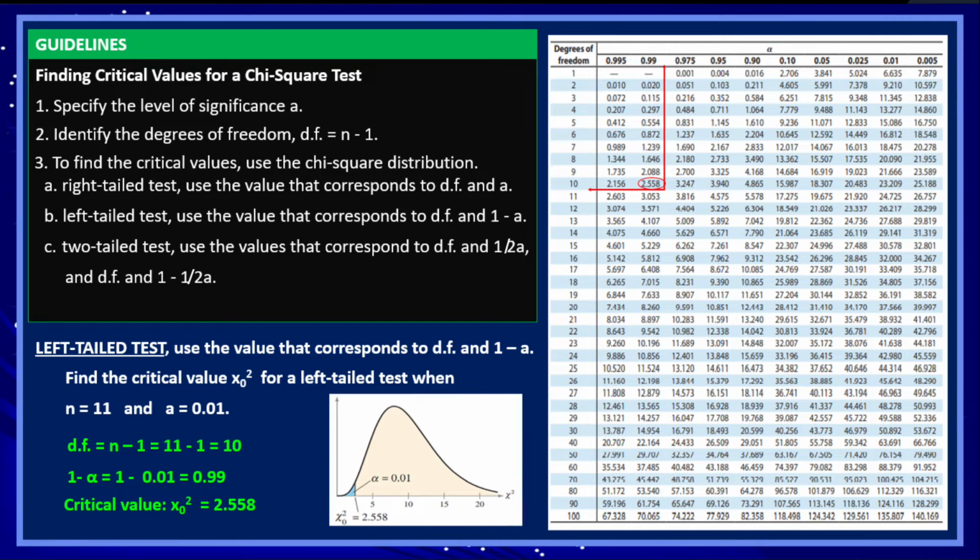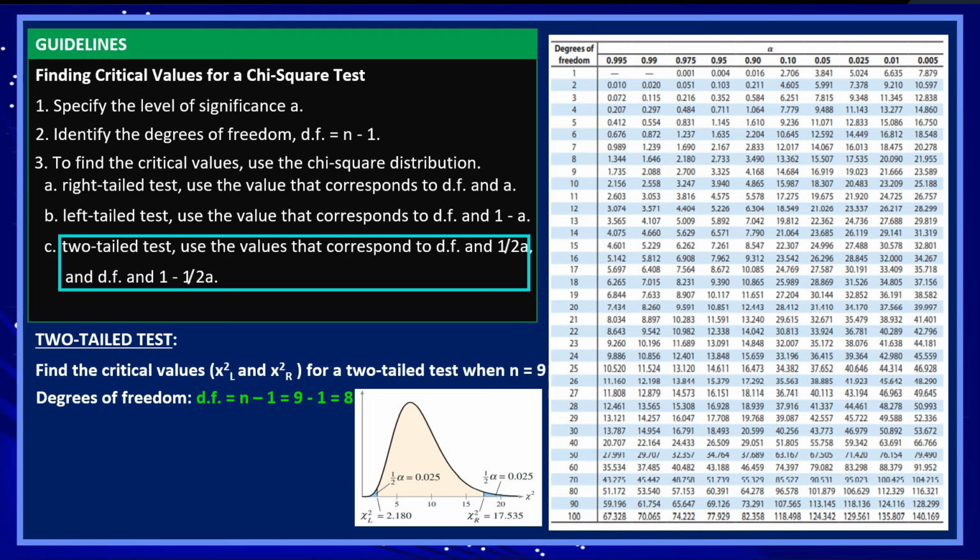2.558. The third example is a two-tailed test. For two-tailed tests, use the values that correspond to the degrees of freedom and 1/2 of the level of significance for the left tail. And for the right tail, we use the degrees of freedom and 1 minus 1/2 of the level of significance.